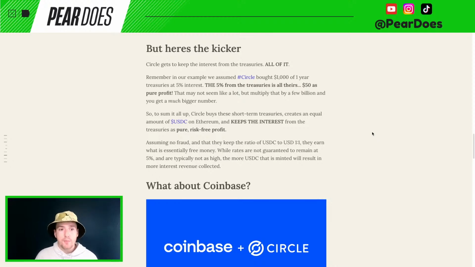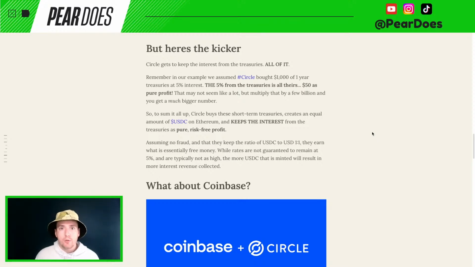And so to sum it all up, Circle buys these short-term treasuries and creates an equal amount of USDC on Ethereum. They then keep the interest that money is earning from these short-term treasuries as a pure risk-free profit play. So again, if we're going to envision this, Circle says, hey, I have USDC.